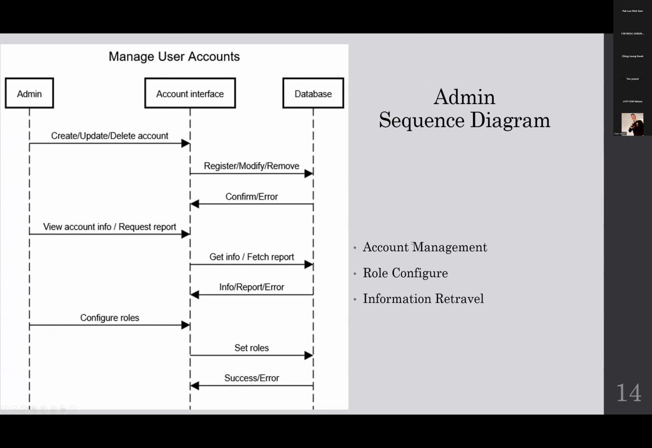And finally, for the admin sequence diagram, they can manage accounts, such as create, update, or delete different accounts, or modify what each user can do in the system. That means the role config for different users, and they can also retrieve different information from the system to better manage the user data.